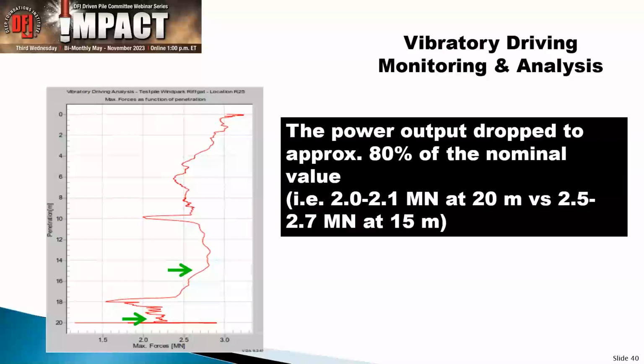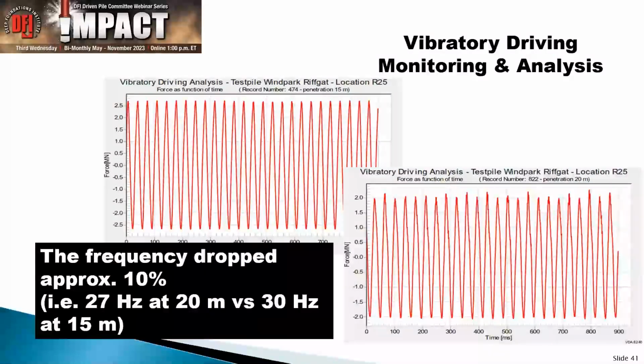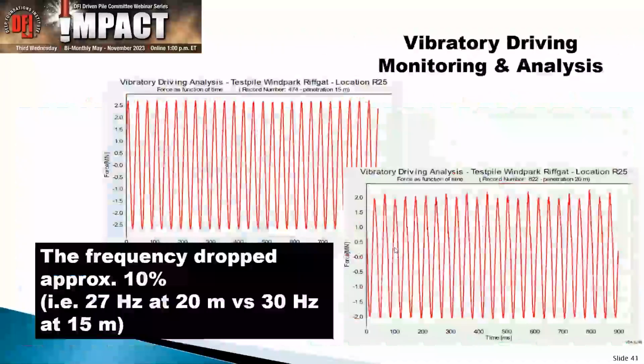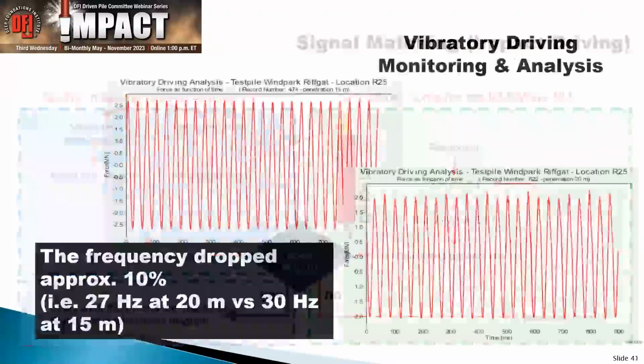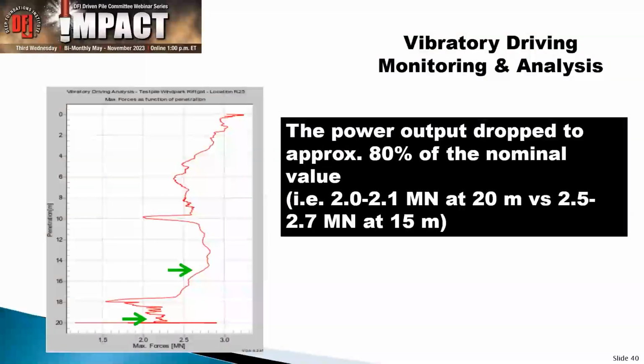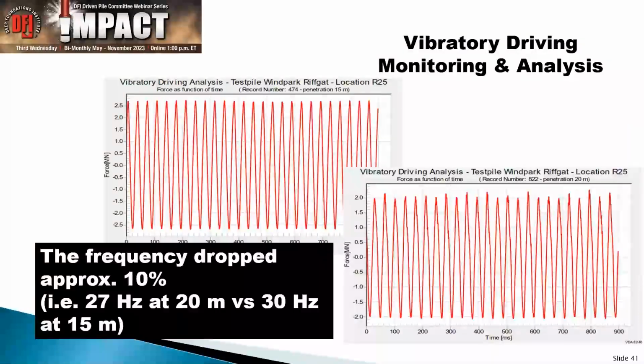You're going down, as it said, the power output dropped to about 80%. And this is where the frequency comes in again. Because when we went back to figure out what the frequency was that the pile was operating at, now I'm losing from the top green arrow to the bottom green arrow. When we looked at the frequencies there, what you see suddenly is that the frequency dropped by about 10%. We went down from 30 hertz to about 27 hertz.